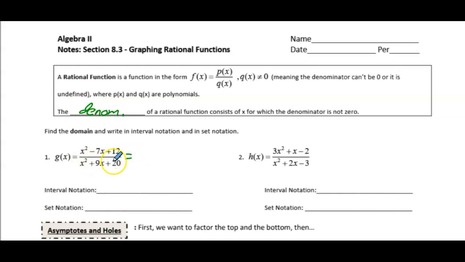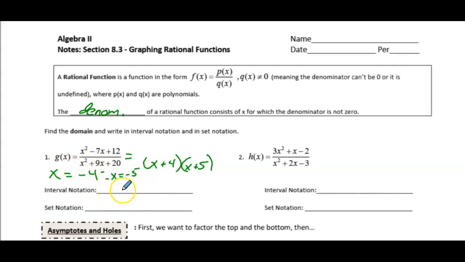If we look at this one, we set our denominator equal to 0, so we need to factor it to solve it. It's going to be x plus 4 and x plus 5, because 4 and 5 add up to make 9 and multiply to make 20. So x would be equal to -4, which means I cannot have -4 for x, because that would make the denominator 0. As well, x would be equal to -5, which would also make the denominator 0.